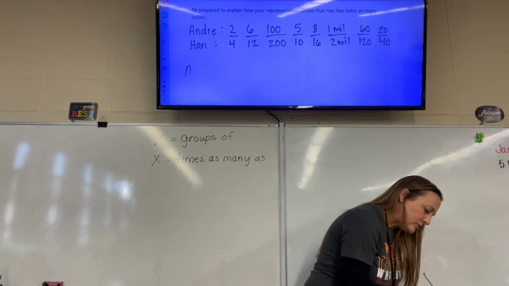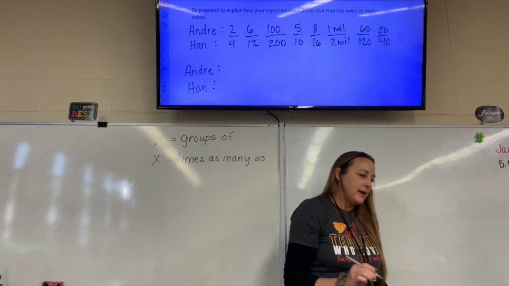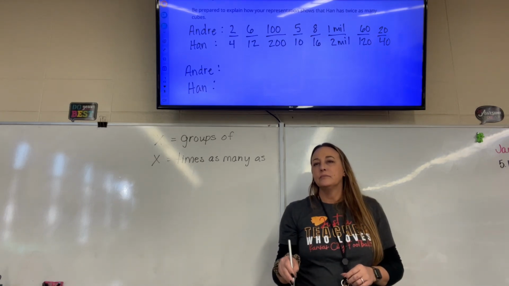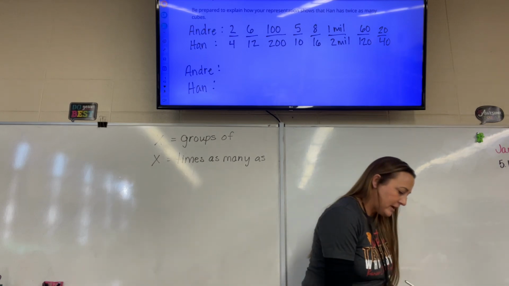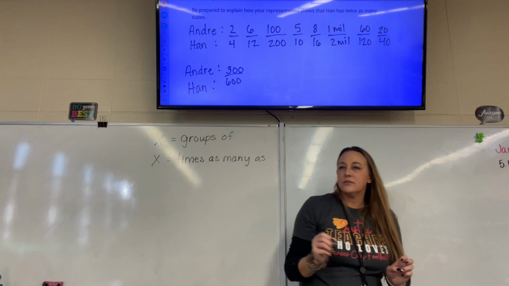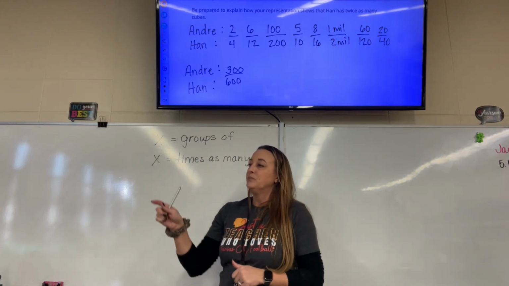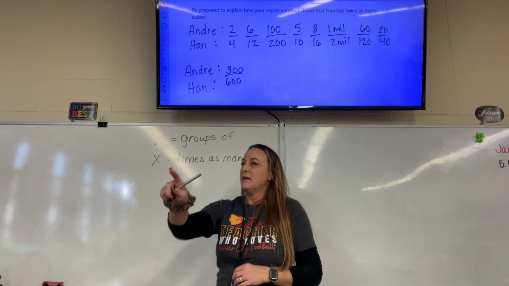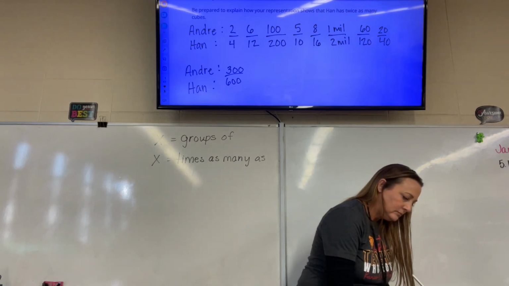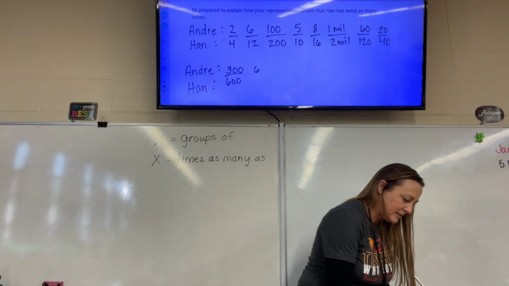And I'm out of room, so I'm going to start over down here. Andre and Han. Okay, so you just get to share one. Todd? 300. 600. Yep, 300 and 600. Okay, anybody else? You've already shared one this time. Okay, go ahead. 600 and 1,200. Yep, 600 and 1,200.